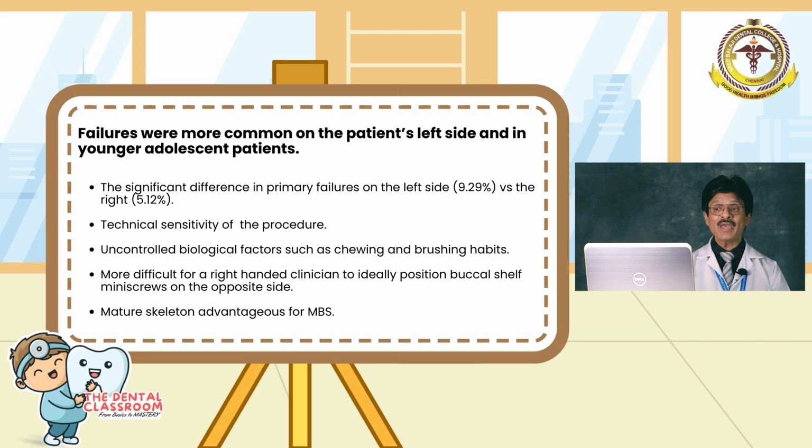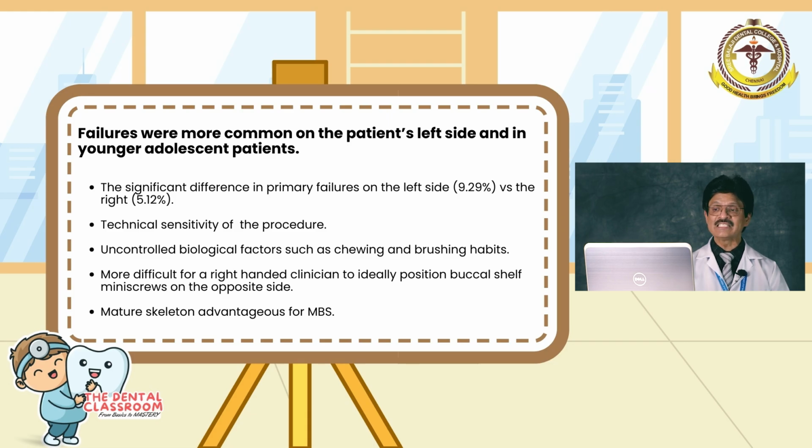The failures were more common on the patient's left side and in younger adolescent patients. Why the left side and not the right side? The significant difference in the primary failures was 9.29% on the left side versus just about 5.12% on the right side. Once again we ask the question, why?